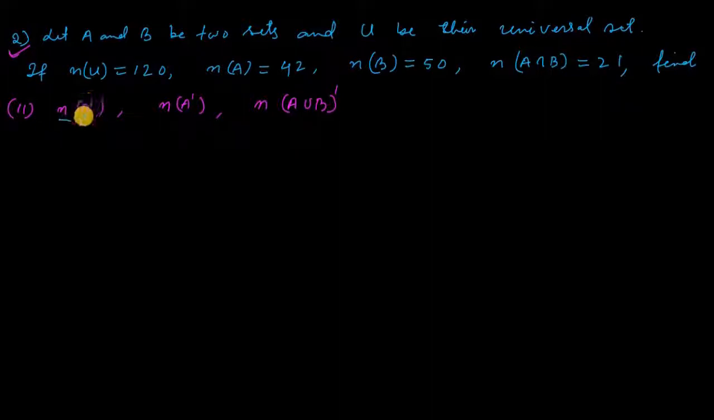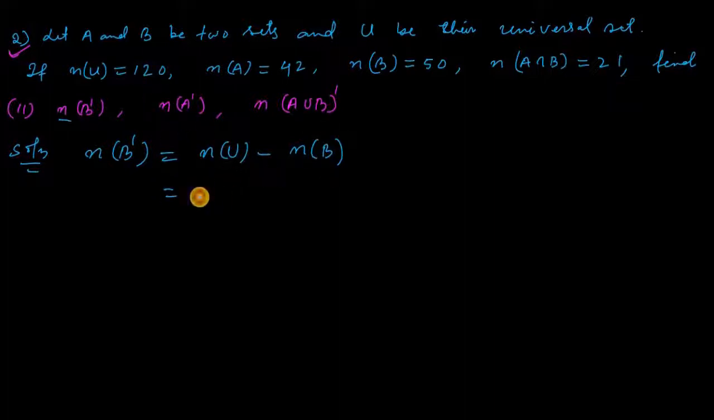Cardinals of B complement, or complement of B. We need the number of elements, n of B complement. In the solution, we use the formula: n of B complement equals n of U minus n of B. Direct substitution: n of U is 120, minus n of B, which is 50. So 120 minus 50 is 70. Therefore, n of B complement equals 70. That is the answer. Now the second part.